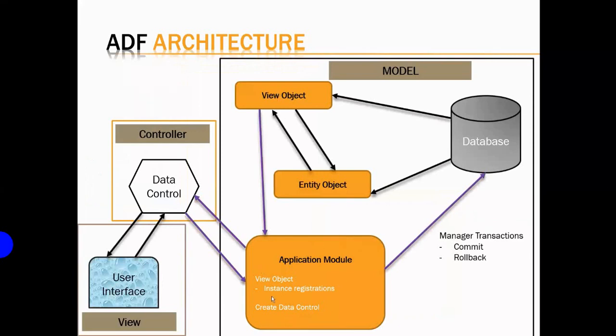Only when it is registered in the application module can the data control get that application view object and show it on the user interface. Similarly, the data control can get data from the user interface and send it to the view object, and by referring to the entity object, place the data in the database, right?